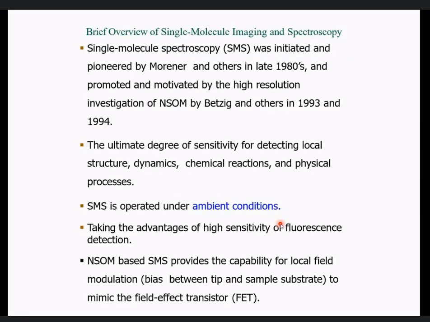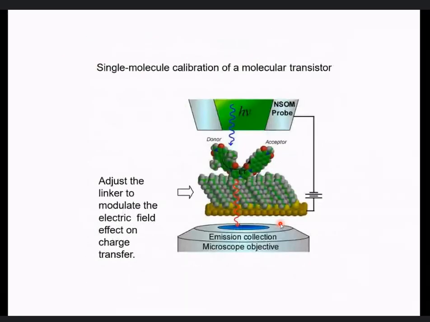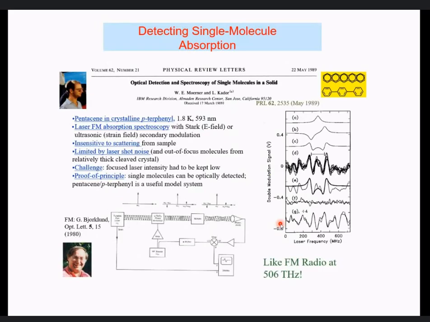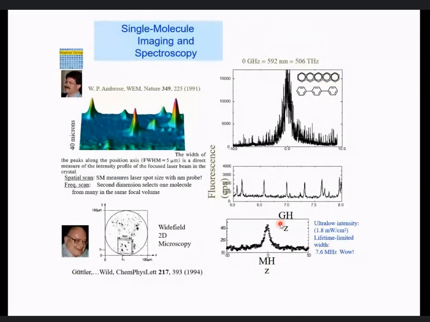So important. And single molecule spectroscopy, as I mentioned, these are some of the calibration of molecular transistor, think of. And then I'm not going into details of this, detecting single molecule absorption, a very important area of research going on. And with single molecule imaging and spectroscopy, people get the idea of doing single molecule spectroscopy, and then they can apply it in the imaging technique.